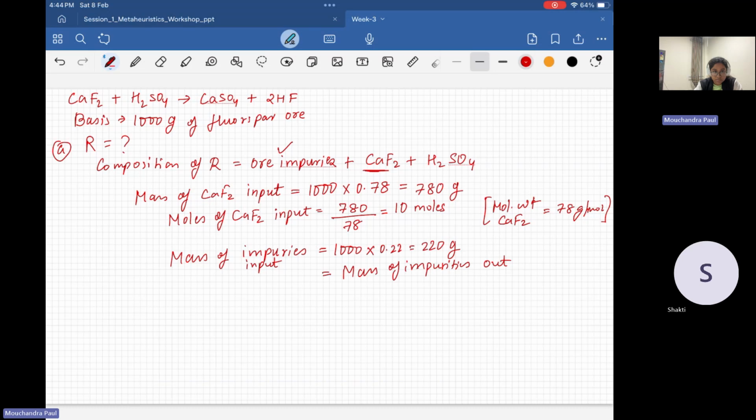But we still don't know the exact mass of CF2 that is inside the cake. All right, we only know the total input of CF2. So let's do this. Let's frame an equation to get the value of R. If we check the input side, mass of CF2 plus mass of impurities.